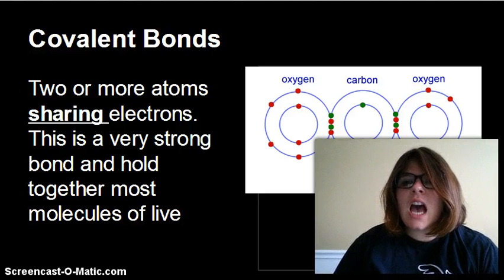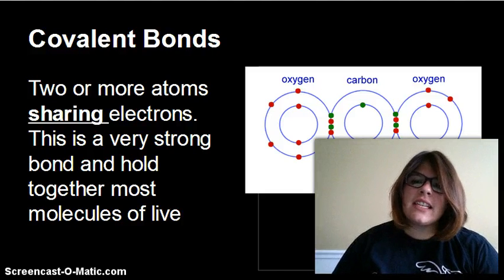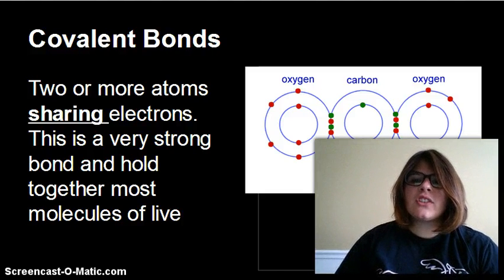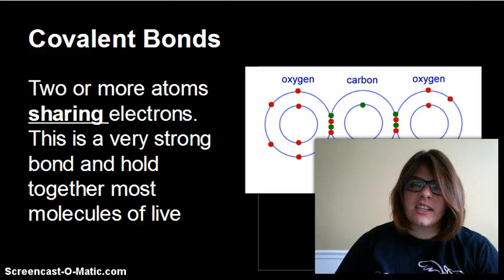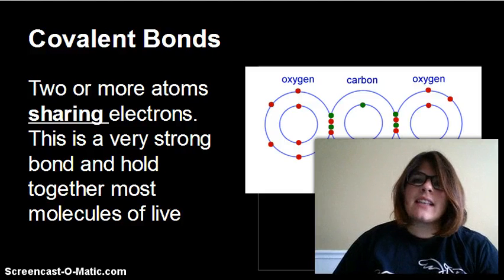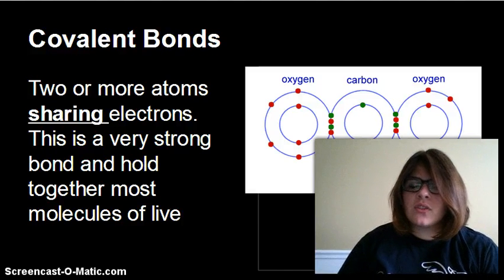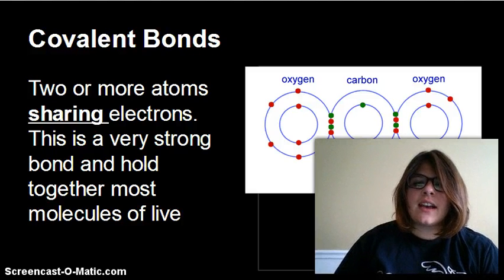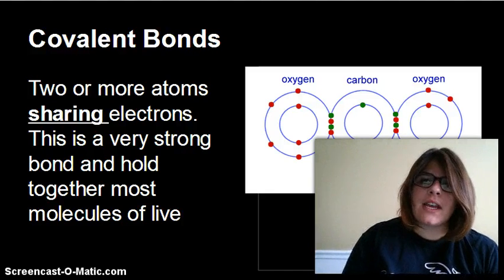And as you can see, oxygen has 6 in its outer shell, so he needs 2 more. So carbon shares 2 of his, and oxygen shares 2 of his, and we have 2 oxygens sharing 2 of theirs. So everyone has a full outer shell. Now those electrons are going to pass through each different atom, but they will still have a full outer shell.